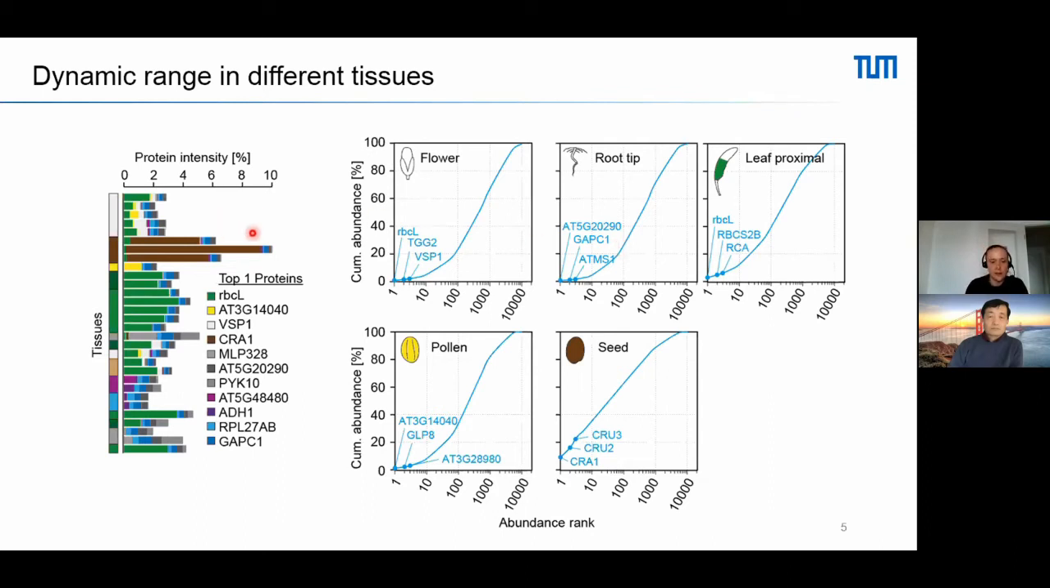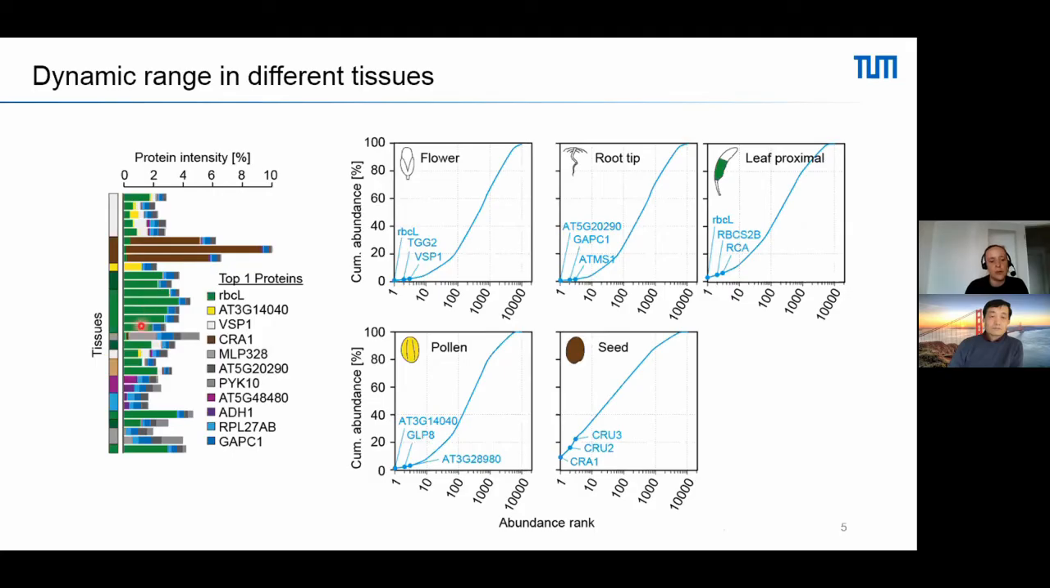You can also see this in this plot over here. So we also looked up what was the top 1 most abundant protein in each of the tissues. And when we did this, we came up with a list of 11 proteins in total. So they are listed here. And then we plotted here what was the proportional intensity of these proteins in all of the different tissues. So you can see here that for the seed samples, which are depicted in brown here, we have a very high intensity of cruciferine 1 again.